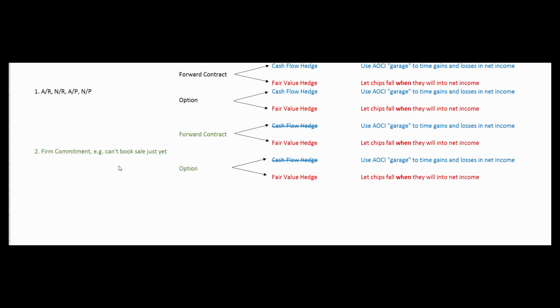We could have a firm commitment. So we know we're going to prepare something for a client, but we can't send the invoice because we haven't earned it yet. Well, we can still protect ourselves. We can have a forward contract and treat that as a cash flow hedge or a fair value hedge.